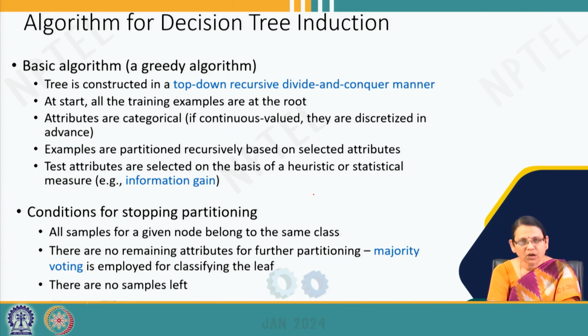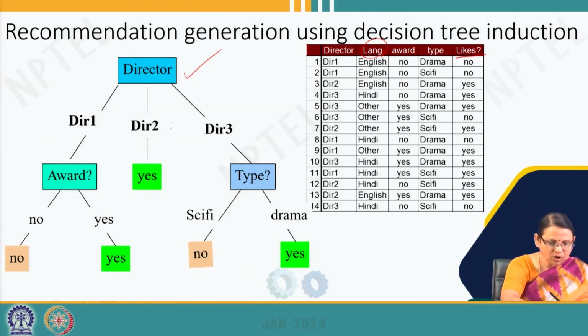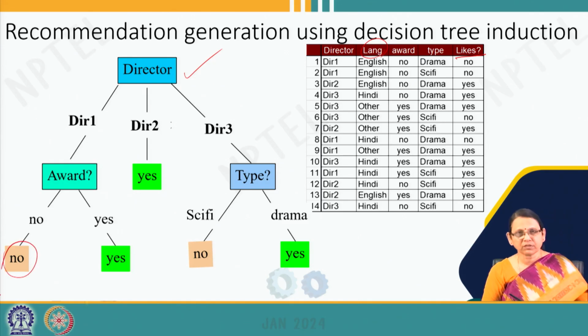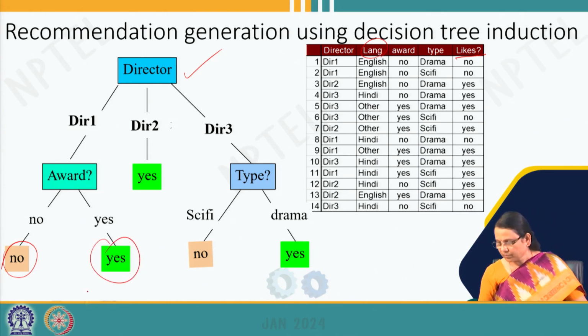Now, when do you stop? After all the samples are exhausted and you have made the tree, there is no remaining attribute to be considered, then you stop. So, this is what I was trying to make. You stop when all these examples belong to this class, no. All the examples under this belong to yes and so on. That is your stopping criteria.